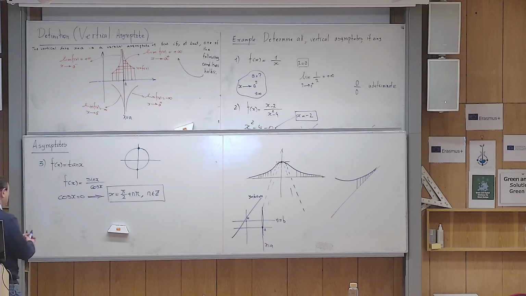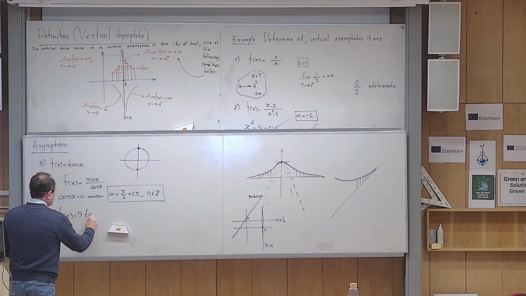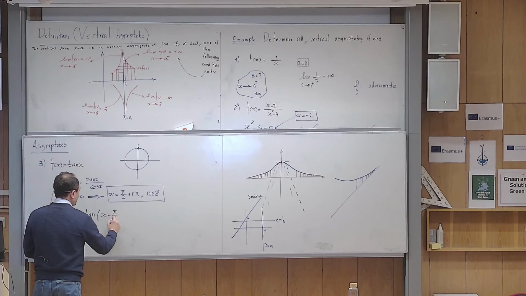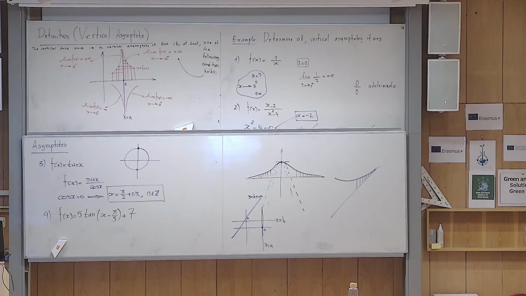So for example, let me write this one and then move on to the next one. f of x, they might give you 5 tangent of, let us say, x minus pi over 3 plus 7. We want to find vertical asymptotes of this function. Okay, so what can I do?